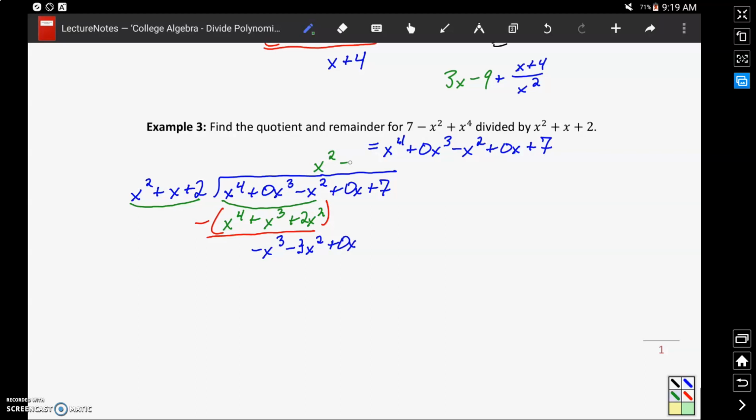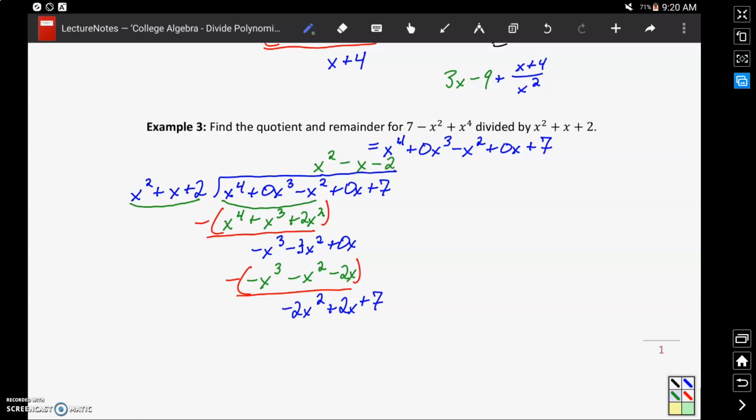Next we'll multiply by negative x, which will give us negative x cubed minus x squared minus 2x. And then subtracting will leave us with negative 2x squared plus 2x, and then we'll drop down that last term to get plus 7.